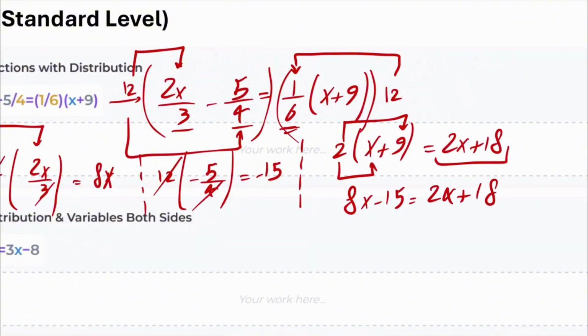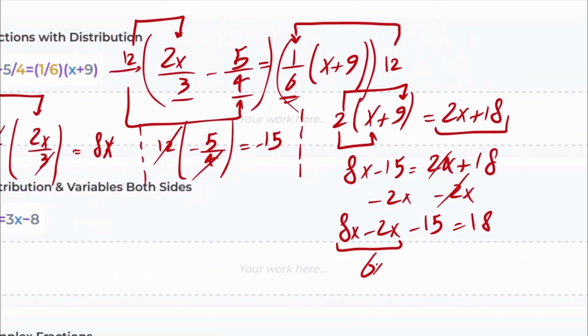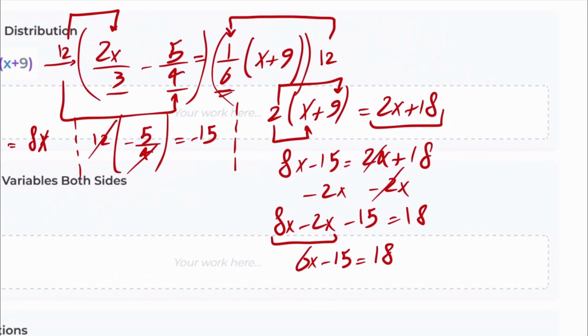So at this point, I know for sure I have to get rid of one of those x's, either 2x or 8x. So I move it to the other side because I would like to isolate it, right? Subtract 2x from both sides. I have 8x minus 2x, minus 15 equals, this guy is going to cancel out this guy, 18. I know 8x and 2x are like terms, so I can write 6x minus 15 equals 18. If I have to move the 15 to the other side, plus 15, plus 15.